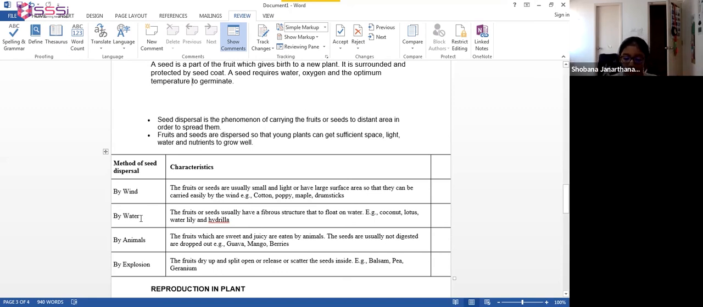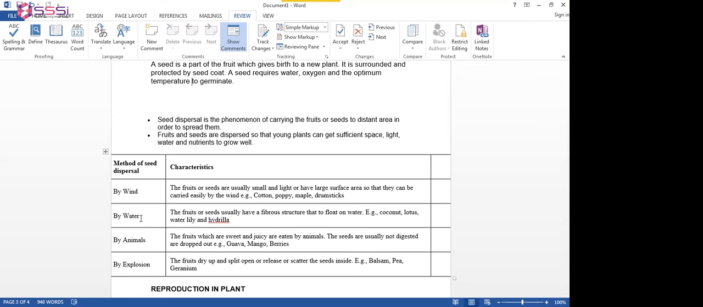Okay, so second, I just wrote large surface area. So dispersal by wind, the seeds are flat. They have a large surface area. So by water, the fruits or seeds usually have a fibrous structure. That fibrous structure means that it is not heavy. It can float on water.